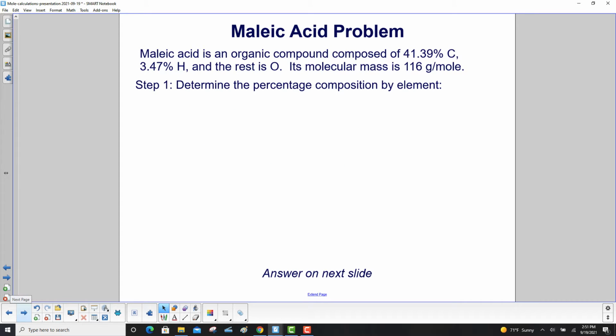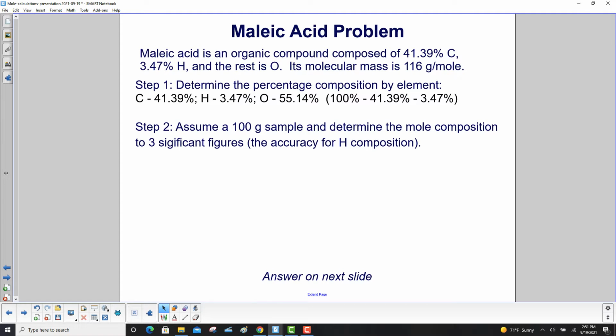Step 1. Determine the percentage composition by element. We have to add the three elements together to get 100%. So we have 41.39% carbon, 3.47% hydrogen. So we subtract those two from 100%, and we get oxygen is 55.14%.